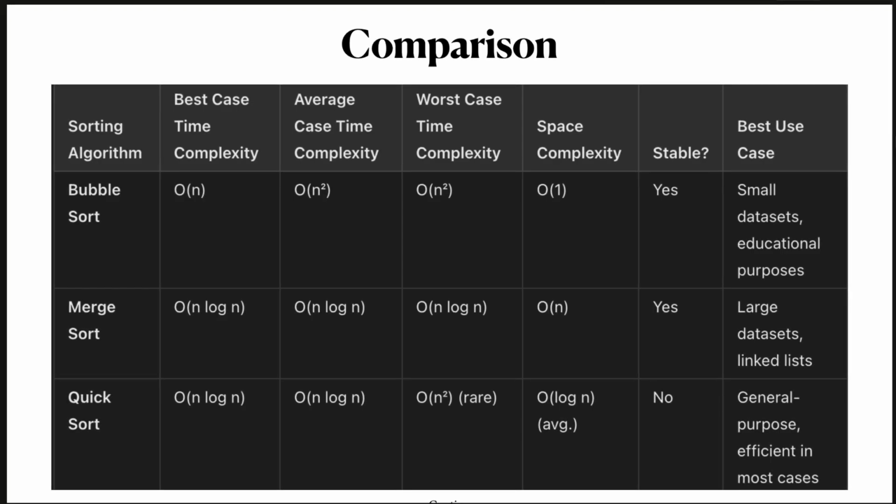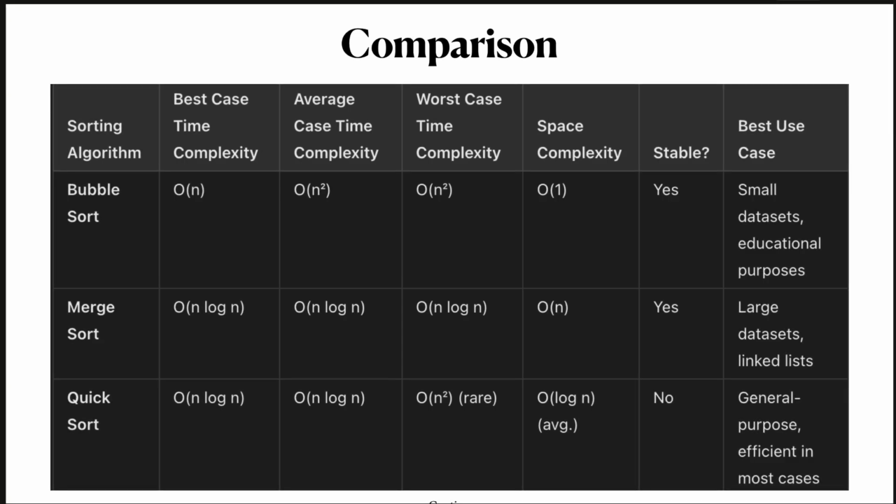We use merge sort for larger data sets and linked lists. We will discuss linked lists in the future. Quick sort is general purpose and efficient in most cases. Its only drawback is stability.